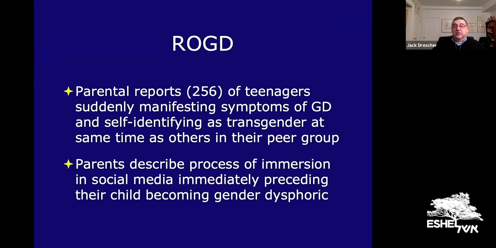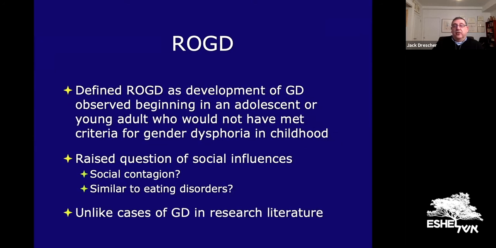And the parents felt this was due to a process of immersion in social media, which preceded their child becoming gender dysphoric. She defined ROGD as a development of gender dysphoria that began in adolescents or young adults who would not have met criteria for gender dysphoria in childhood. And she raised the question of, was this an issue of social contagion, similar to what we see in eating disorders, where groups of girls usually, if one of them develops anorexia, the others may develop it as well. And she said it was unlike cases of gender dysphoria in the research literature.